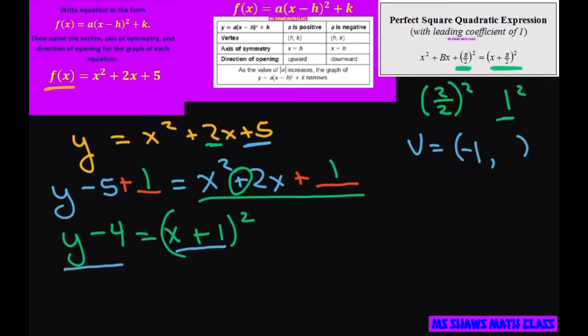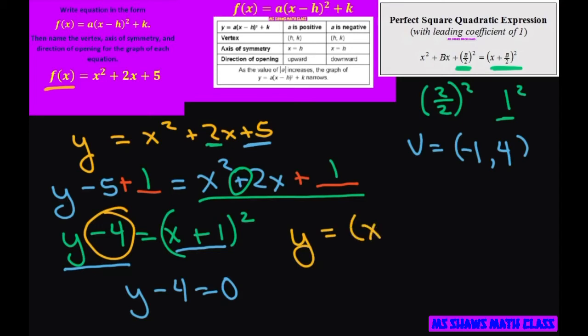If you set the y portion to 0 and add 4 to both sides, you get 4. Now vertex form means we're just going to move this y back over. So we're going to have y equals x plus 1 squared, and you add 4 to both sides. So that's why this one stays the same and this number is opposite, because really the 4 goes with the y.